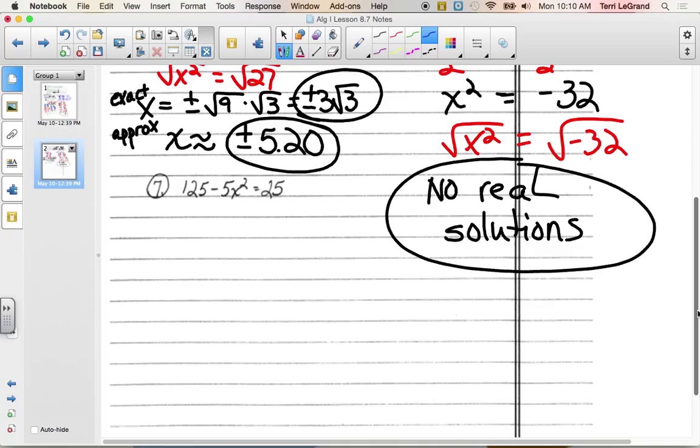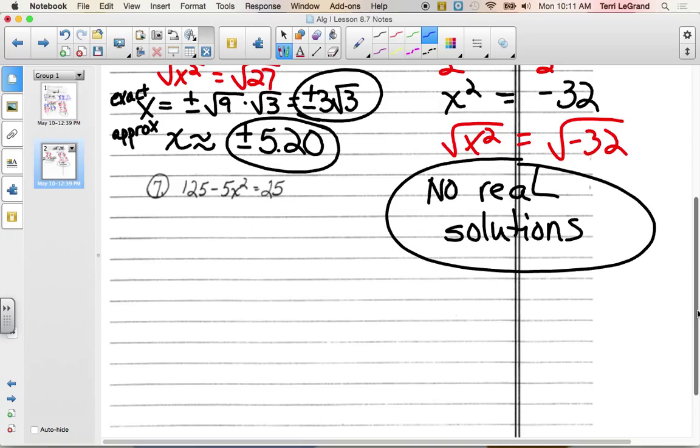Okay, let's do one more here. I think this is our last one, number 7. What should we do here? What do you think? I think we're going to maybe have to make 2 moves to get it in our ax squared equals c form. And no matter which way you do it, there's still 2 moves. So what would be the first thing you might want to do?